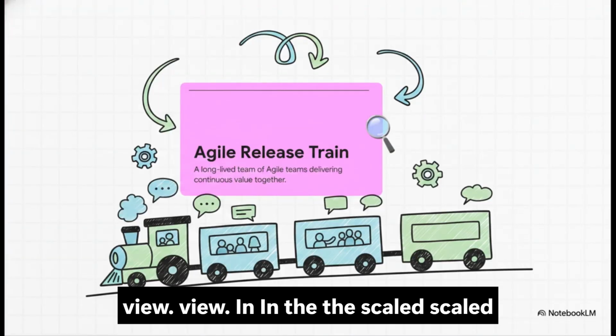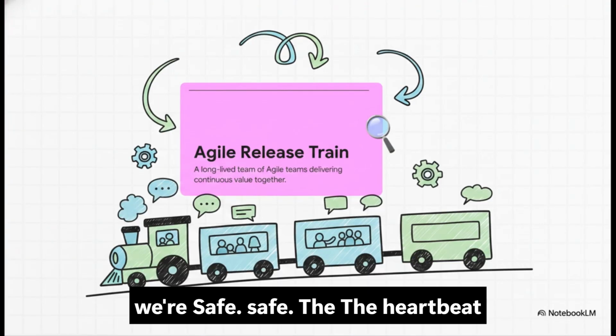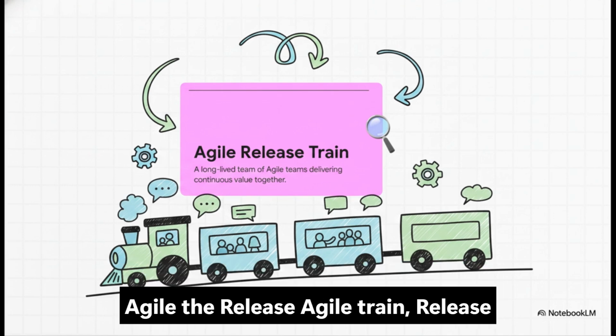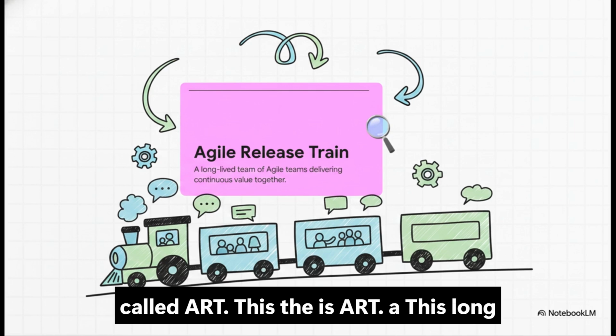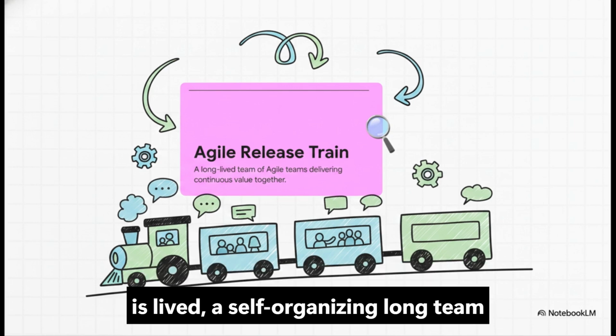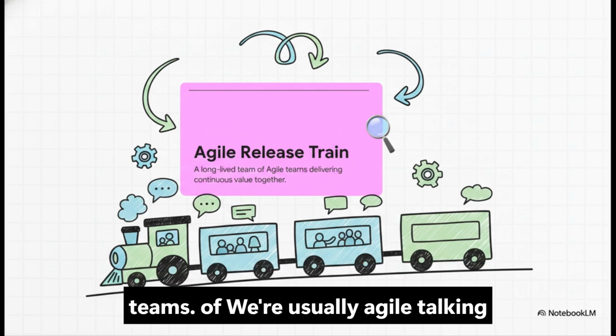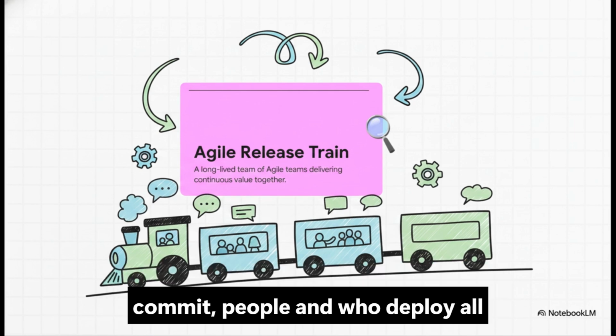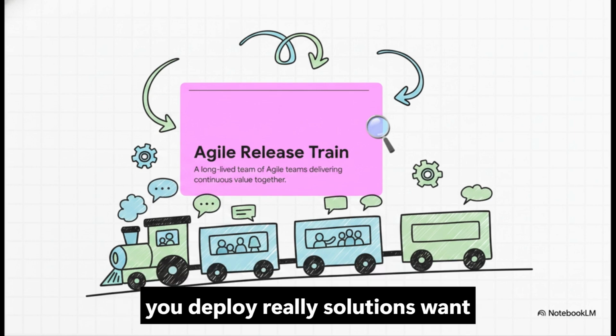Moving right along to Section 2, Scaling Up with SAFe, the enterprise view. In the Scaled Agile Framework, or SAFe, the heartbeat of delivery isn't just a single, isolated team. It's the Agile release train, commonly called the ART. This is a long-lived, self-organizing team of Agile teams. We're usually talking about 50 to 125 people who all plan, commit, and deploy solutions together.